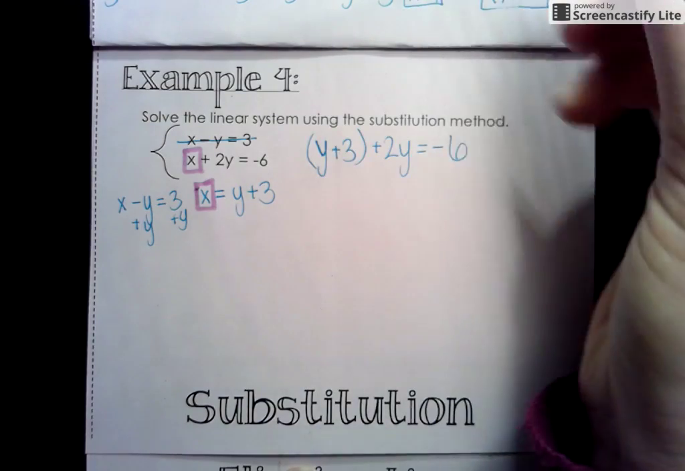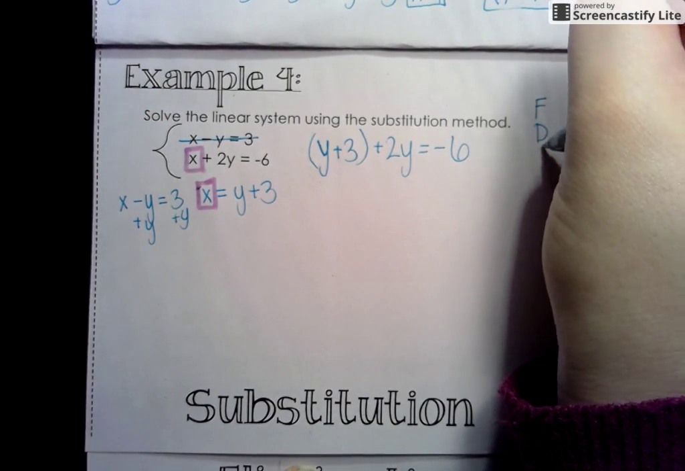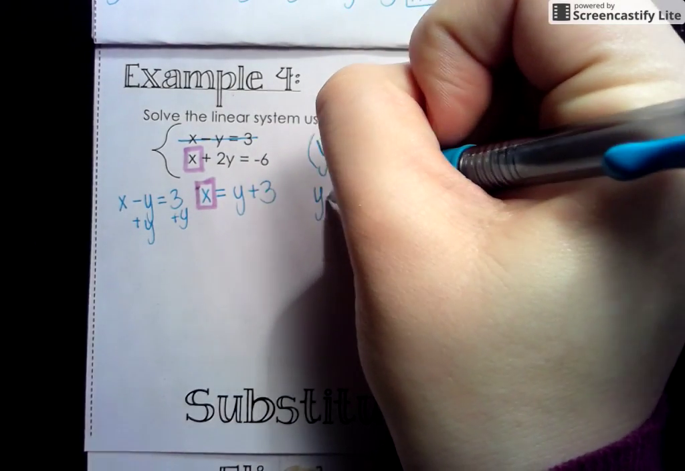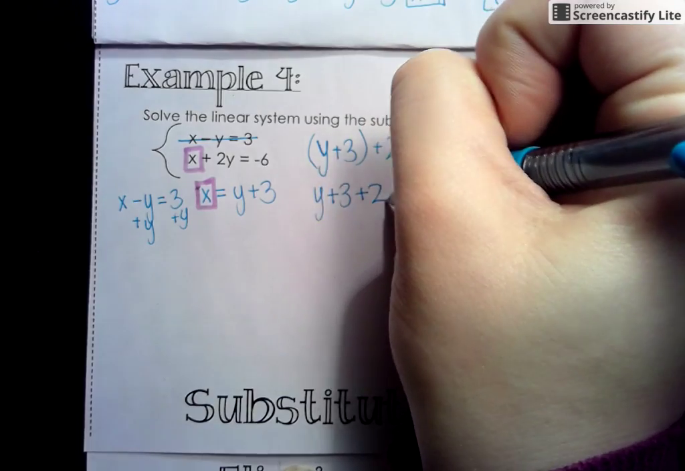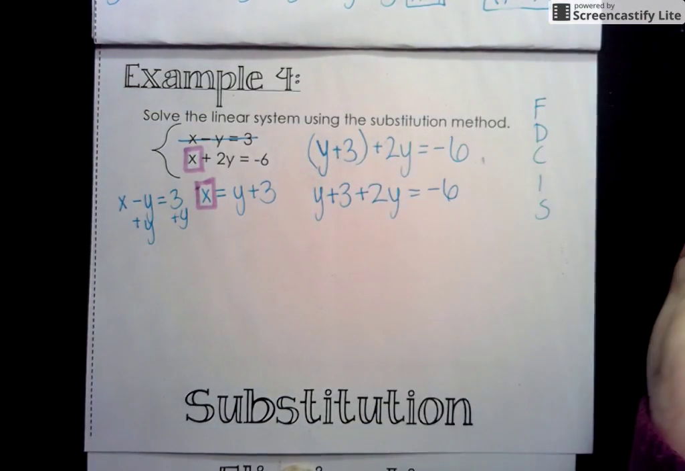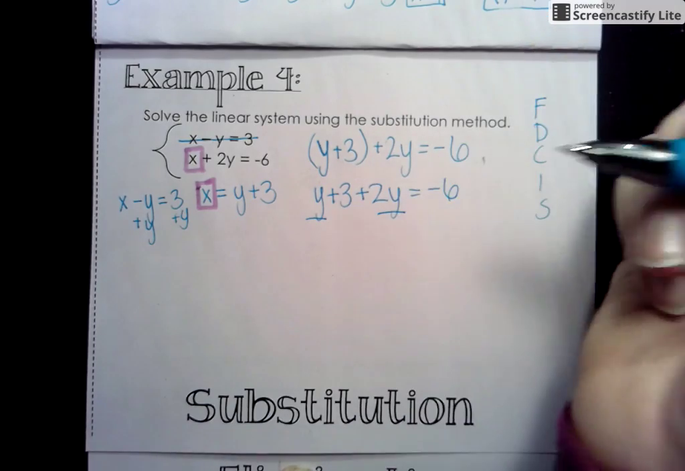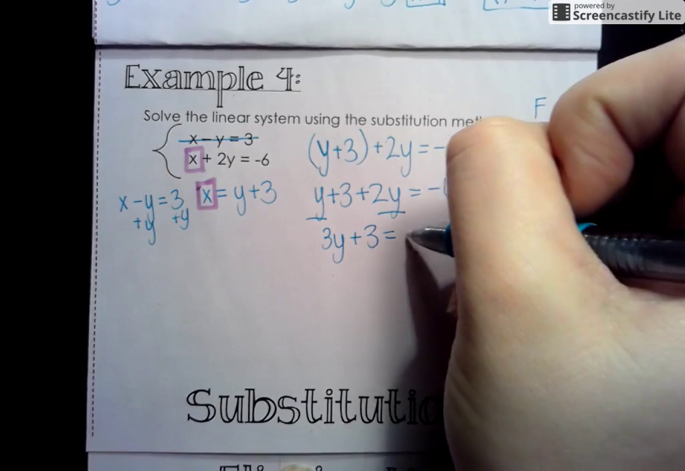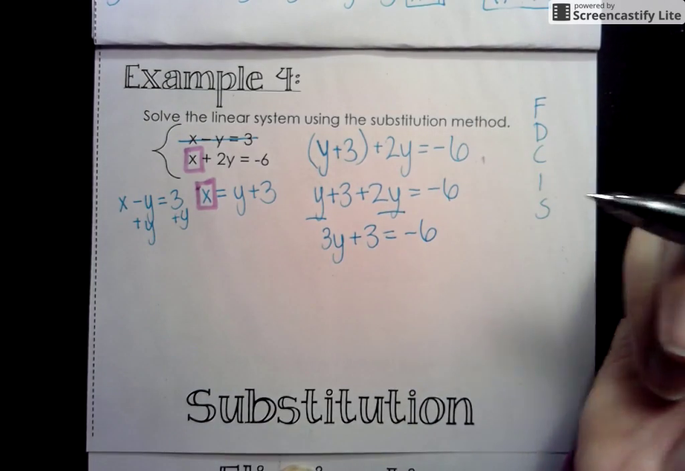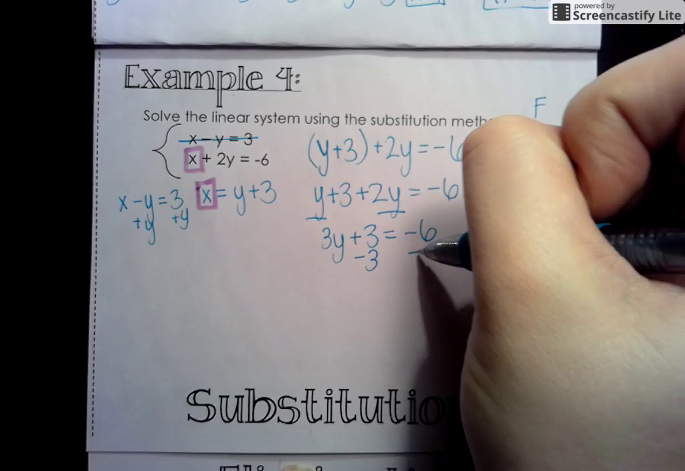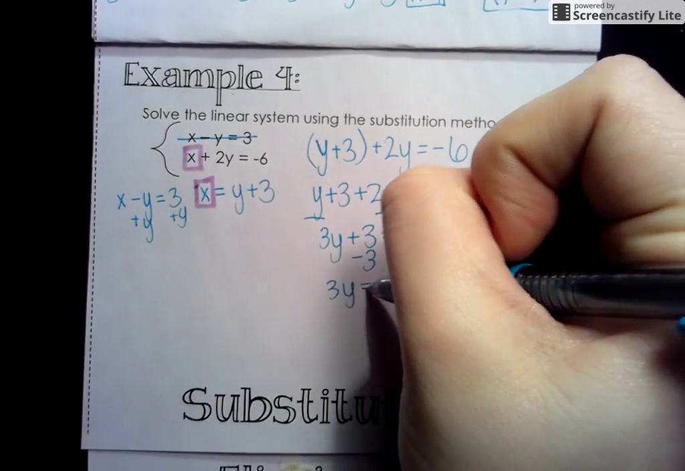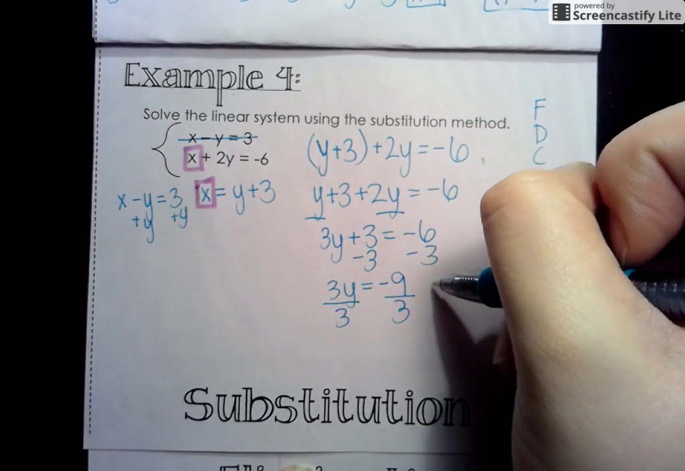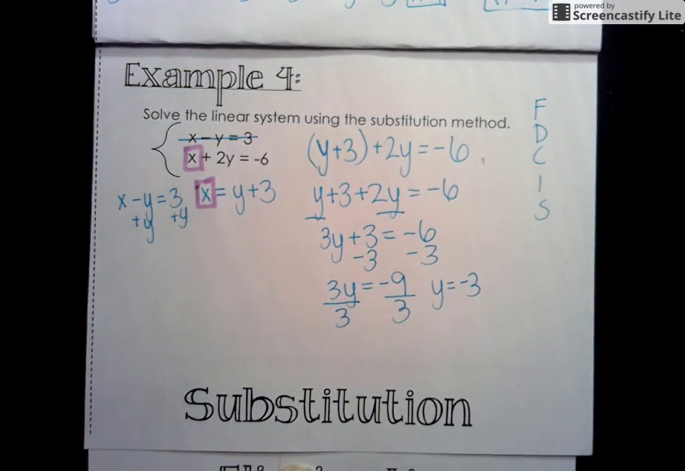I want to use the formula distribute, combine, inverse, solve. I really have nothing to distribute, so I'm going to get rid of those parentheses. So I have y plus 3 plus 2y equals -6. I want to combine like terms, so y and 2y, which is going to give me 3y plus 3 equals -6. I want to get y by itself, so I'm going to subtract 3 on both sides. So I have 3y equals -9. I'm going to divide by 3 on both sides, so I get y equals -3.